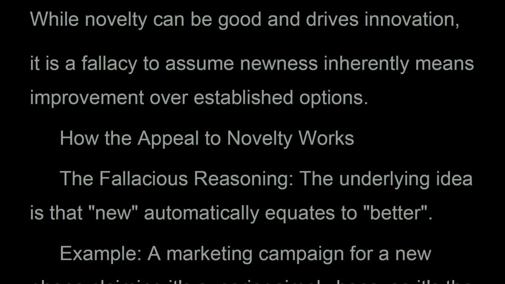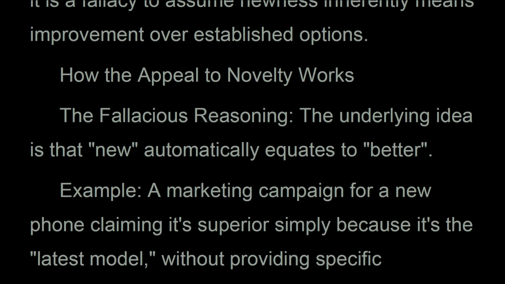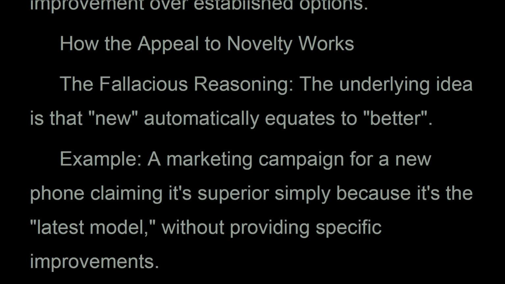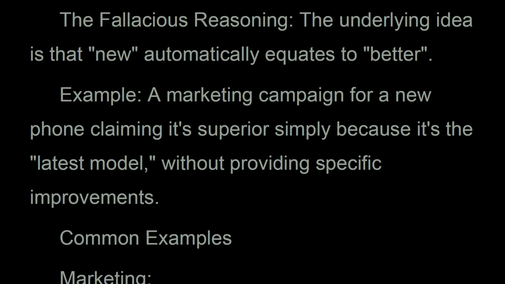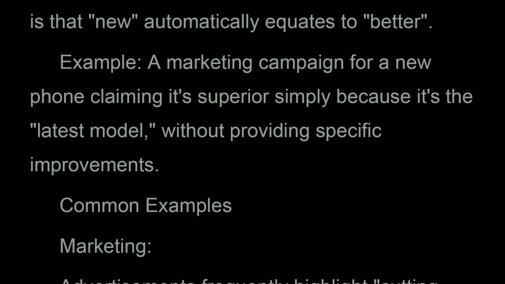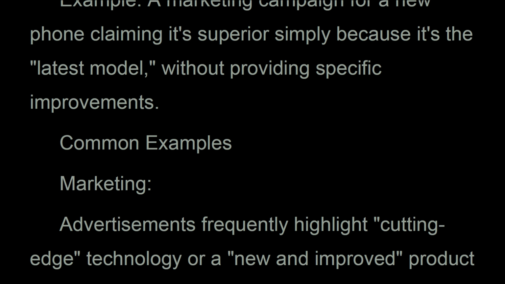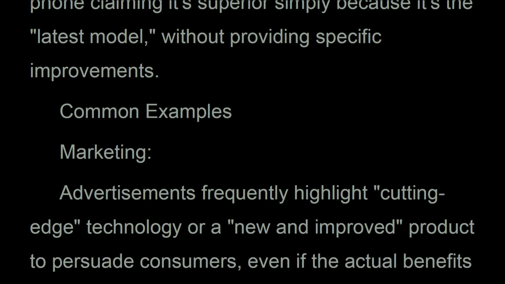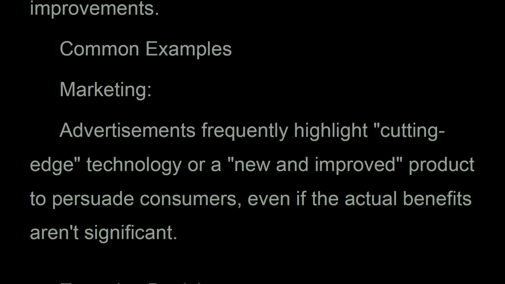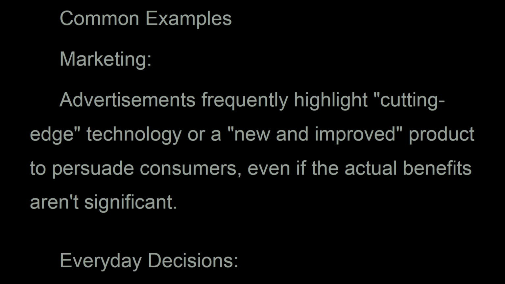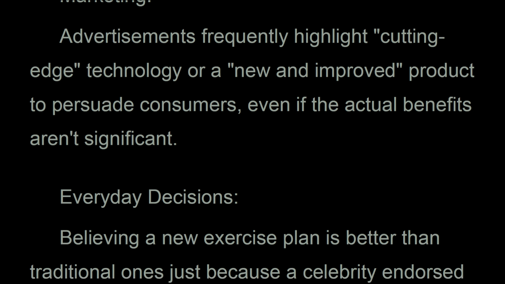The fallacious reasoning. The underlying idea is that new automatically equates to better. Example. A marketing campaign for a new phone claiming it's superior simply because it's the latest model, without providing specific improvements. Common examples. Marketing. Advertisements frequently highlight cutting-edge technology or a new and improved product to persuade consumers, even if the actual benefits aren't significant.